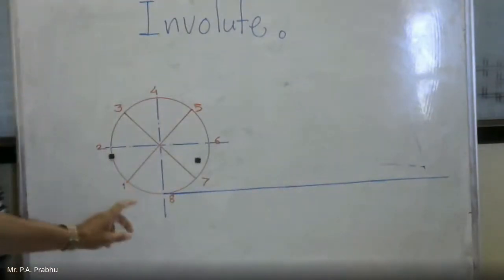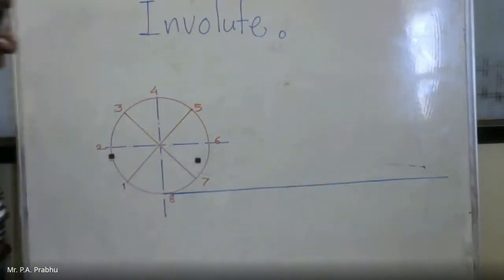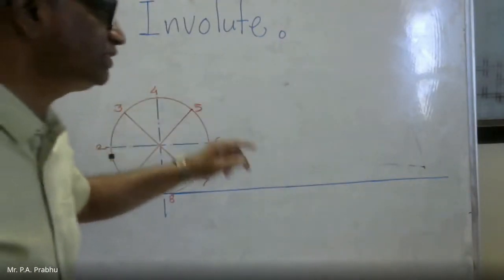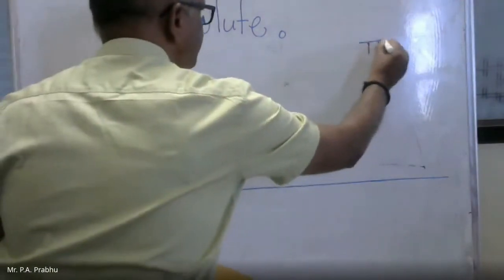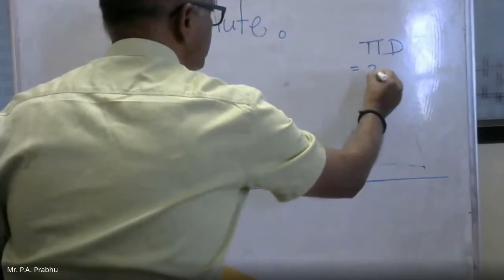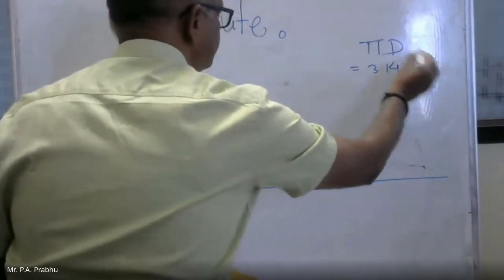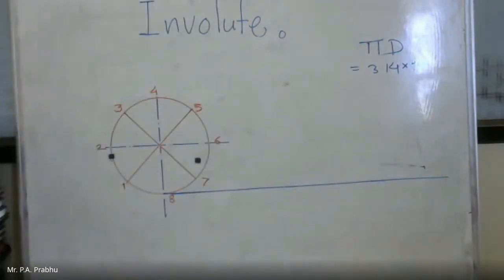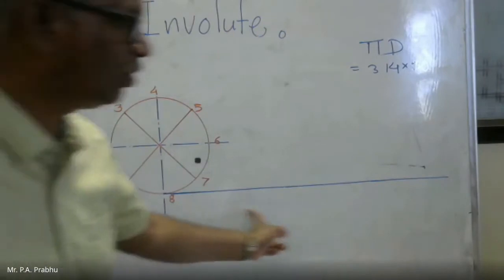From the lowermost point of a circle, draw the tangent to the circle and mark the length equal to the circumference of a circle. So formula pi d. So 3.14 into diameter, which is 50. Okay. So calculate the circumference of a circle and mark that length on this tangent.